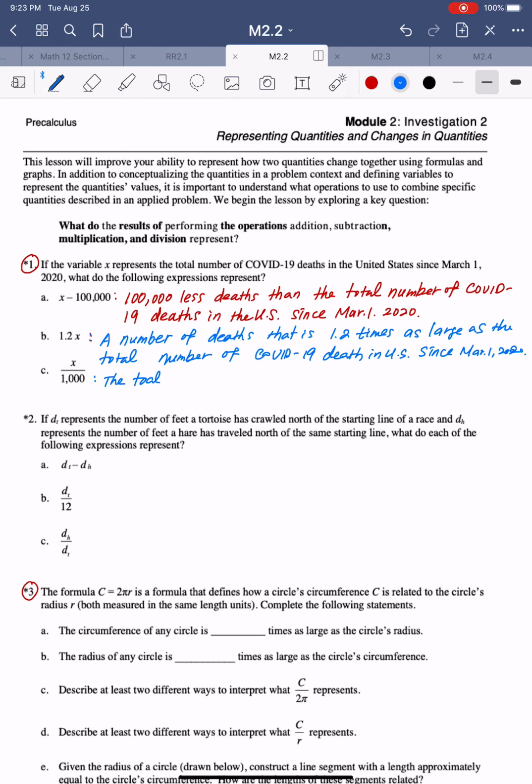Well, let me use red, okay? I think that makes it more clear, to distinguish, right?